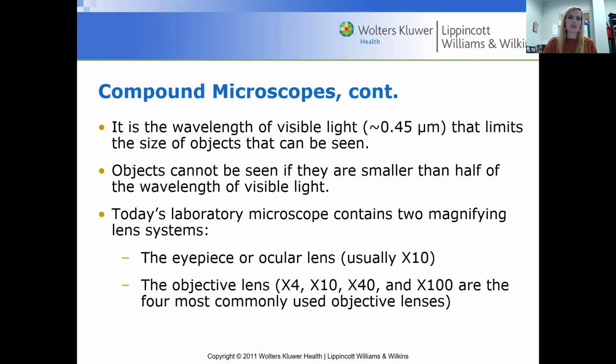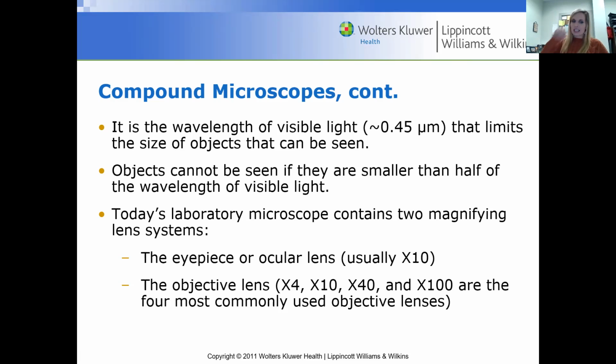This gets into wavelength, and I don't test you guys on wavelength, but it talks about how this light can be seen. The wavelength of visible light is about 0.45 micrometers, and that limits the size of objects that can be seen. So bringing that light in there can sometimes make it easier, sometimes more difficult. That is also a part of what we're able to see with a compound microscope.